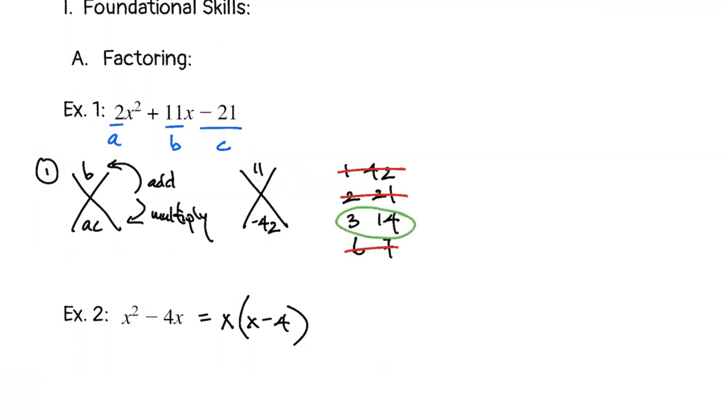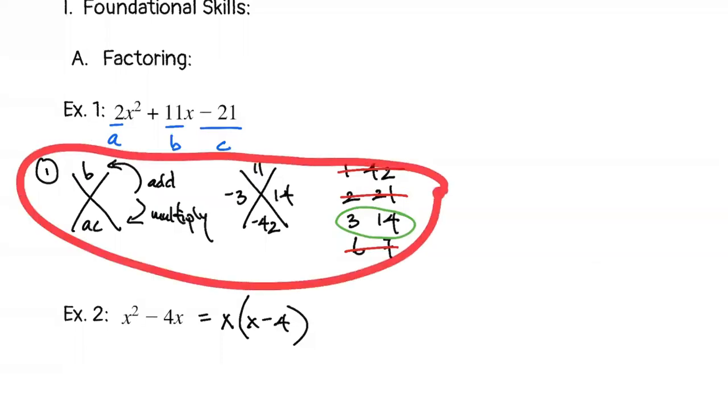And so if I take this pair right here and I put those on the sides, 3 and 14, remember I want them to add to 11. So 14 plus a negative 3 will give me 11. Okay, so this is a useful structure to help you find those numbers if that's something that you're not as comfortable doing.